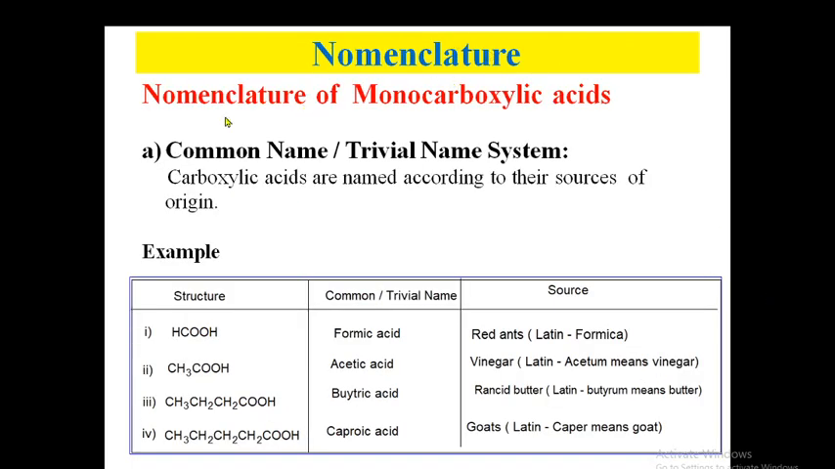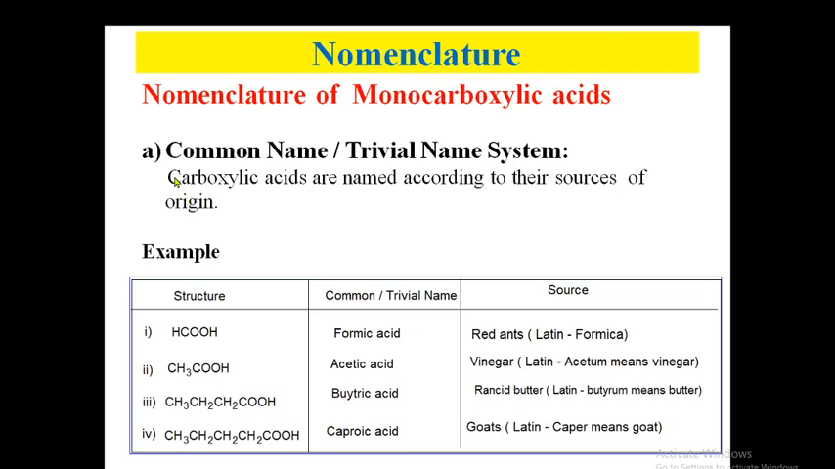Now let's see the nomenclature. As we have seen monocarboxylic, dicarboxylic and tricarboxylic acids, today we are going to see the nomenclature of monocarboxylic acids only. So first we will see the common name or trivial name system.